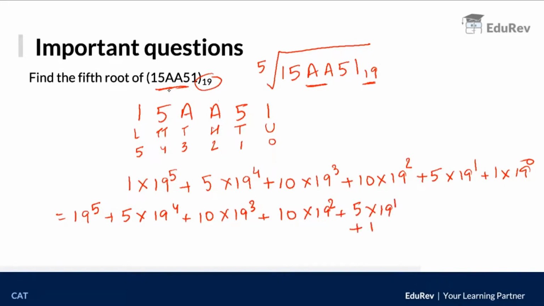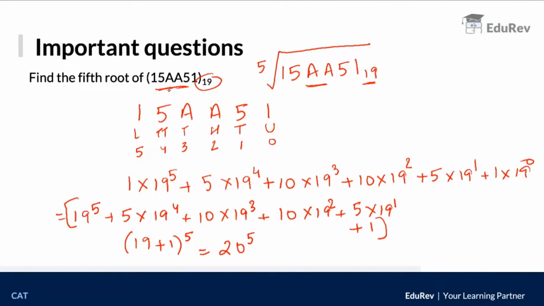So you will have 19 raised to 5 plus 5 into 19 raised to 4 plus 10 into 19 cube plus 10 into 19 square plus 5 into 19 raised to 1 plus 1. If you understand, this entire expression is the binomial expansion of 19 plus 1 the whole raised to 5. If you expand 19 plus 1 the whole raised to 5, you're going to get the above expansion. So this is nothing but 20 raised to 5, which is the given number.